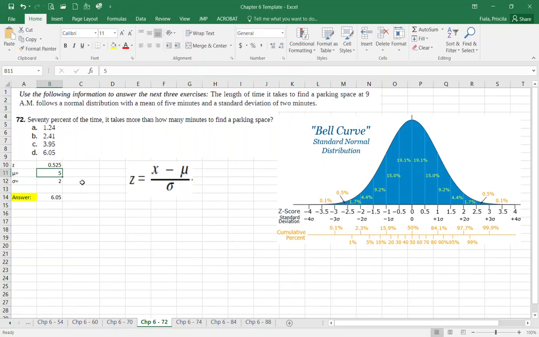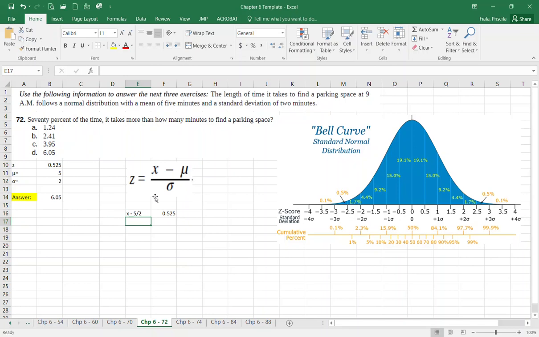so I found a z-score of 0.525, and when I did this formula right here, I'm actually calculating for x. So x minus the mean 5, divided by 2, equals 0.525. Yesterday I was showing the other way around and I heard it could be confusing. So I'm just putting the z value now on this side.